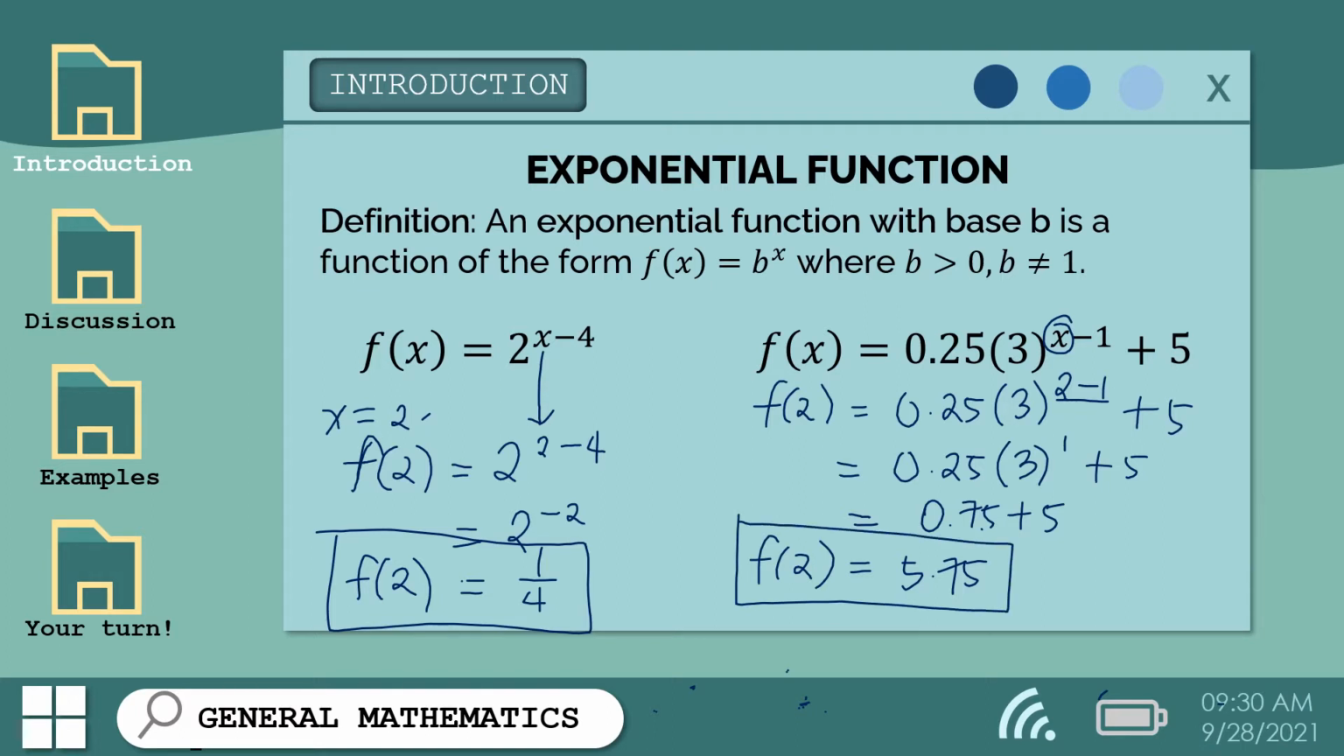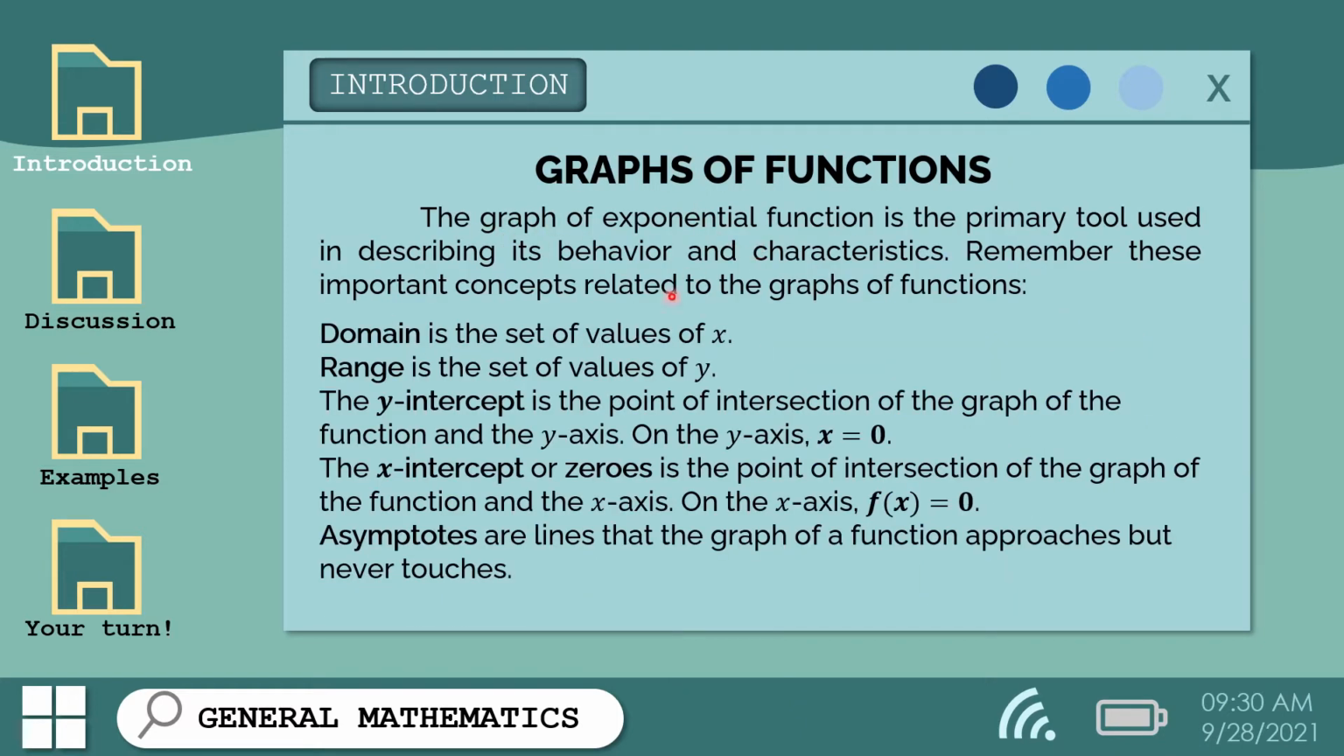We will use itong ating knowledge sa pag-evaluate ng functions sa pag-represent naman ng exponential function through its table of values later on. Okay, so review lang din natin yung basic properties ng mga graph ng ating functions. So those include domain, range, y-intercept, x-intercept or the zeros, and the asymptotes.